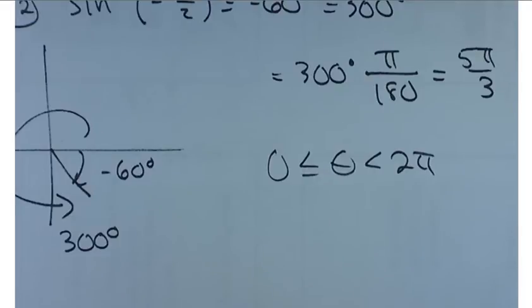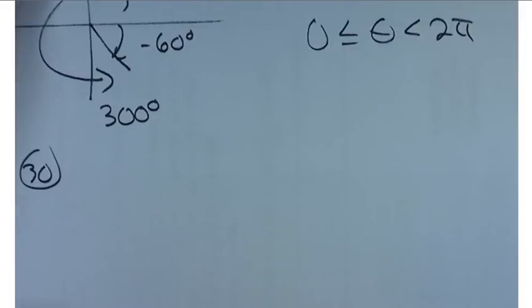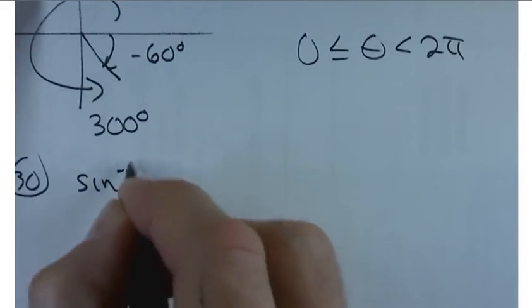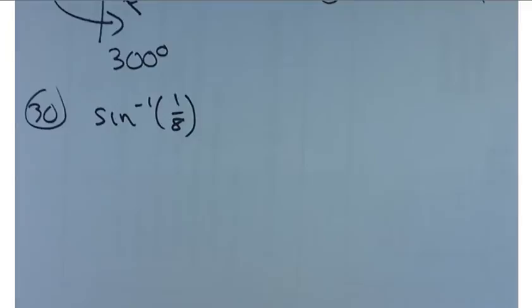Okay, good questions. Let's try some more here. Now they're not all going to work out nice and even. So let's take a look at a problem like number 30. This is page 192. Sine inverse of 1/8. Good question. No, this one's not pi over 8. It's just 1 over 8.